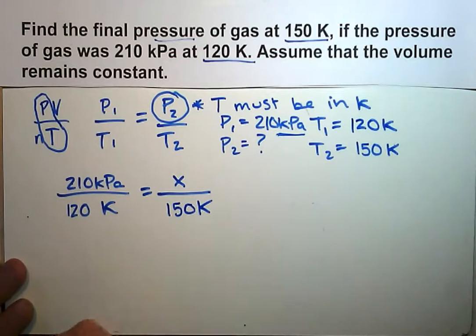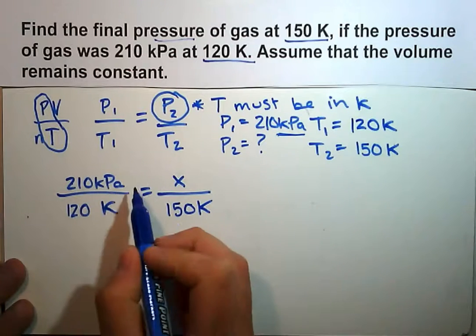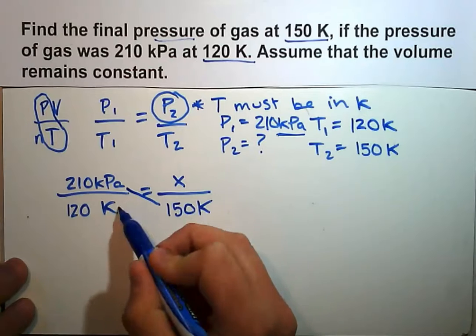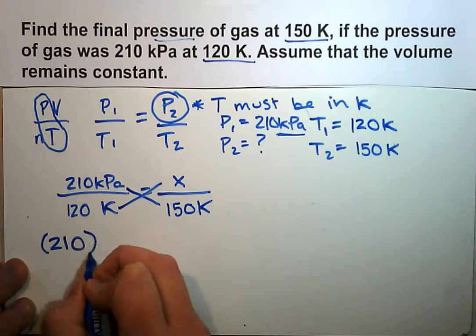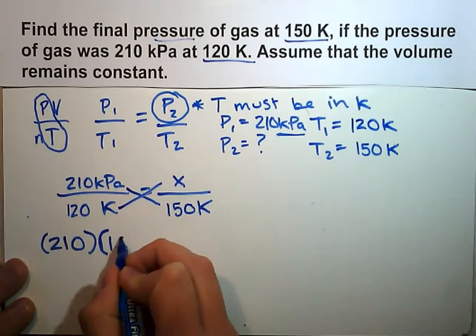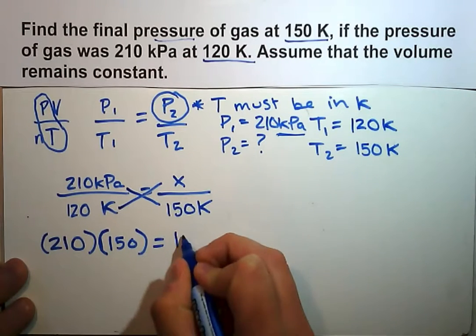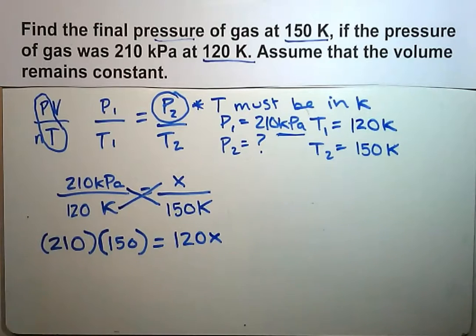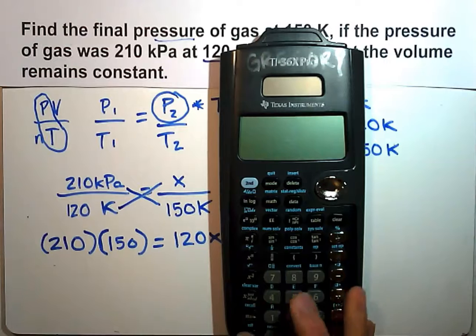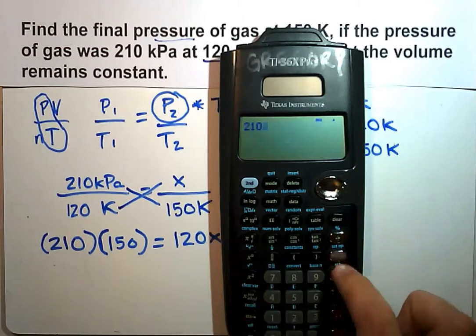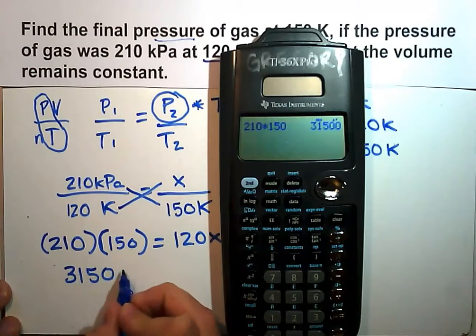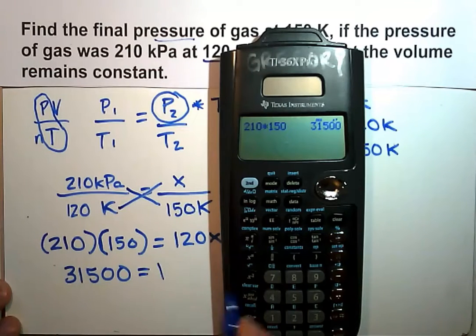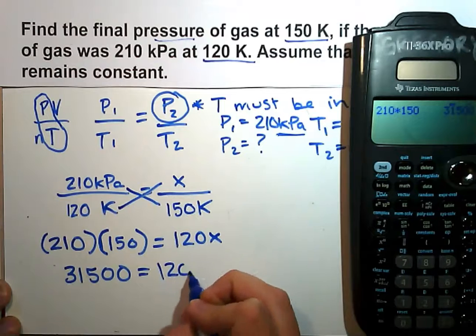Okay, now that we have our problem set up, we're going to need to cross multiply. So 210 times 150 will equal 120 times X. I'm going to rewrite that, leaving out my units this time: 210 times 150 equals 120X. Now I can combine 210 and 150, so let's get out our calculator. 210 times 150 gives me 31500 equals 120X.